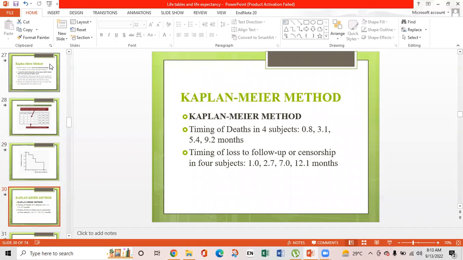In the Kaplan-Meier method, timing of death in 4 subjects is 0.8, 3.1, 5.4, and 9.2 months. Timing of loss to follow-up or censorship in 3 subjects is 1, 2.77, and 12.1 months.